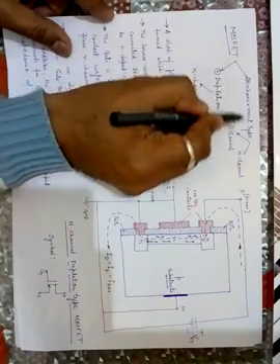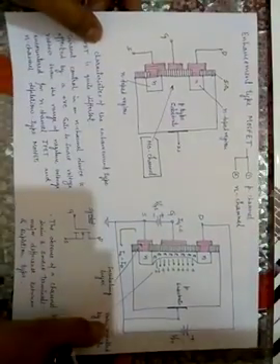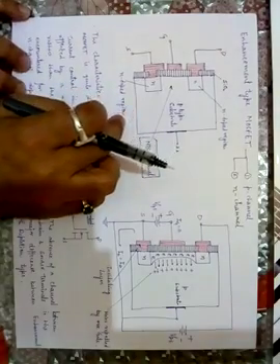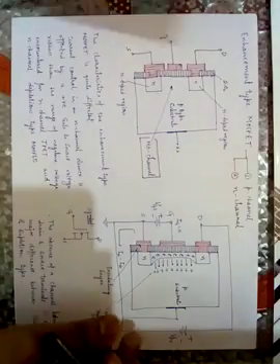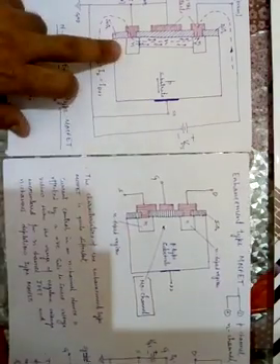Now I am coming to the enhancement type. See this, this is a slide for the enhancement type. First of all, check the structure. What is the difference between the depletion type and enhancement type? Anybody can check. I will tell, but before that, if you can observe it, it will be better. This is an enhancement and this is a depletion type.